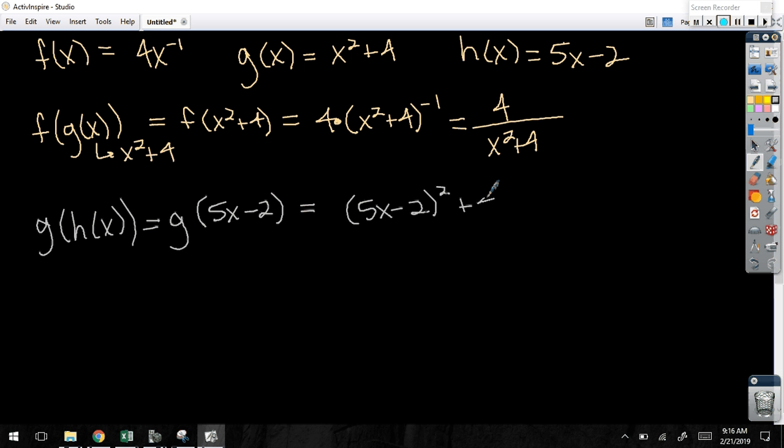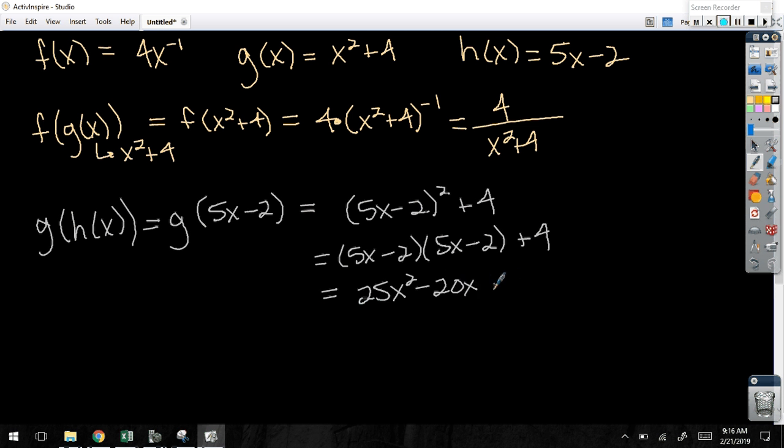Okay, I think they're annoying, but at least this time I'm plugging h into g, and this time there is an exponent on the outside of a binomial, and so I am going to have to square this, which means I'm going to have to FOIL this. Which is 25x squared minus 10x minus 10x plus 4. So that's 25x squared minus 20x plus 4. And the two 4's come together to give me 25x squared minus 20x plus 8.